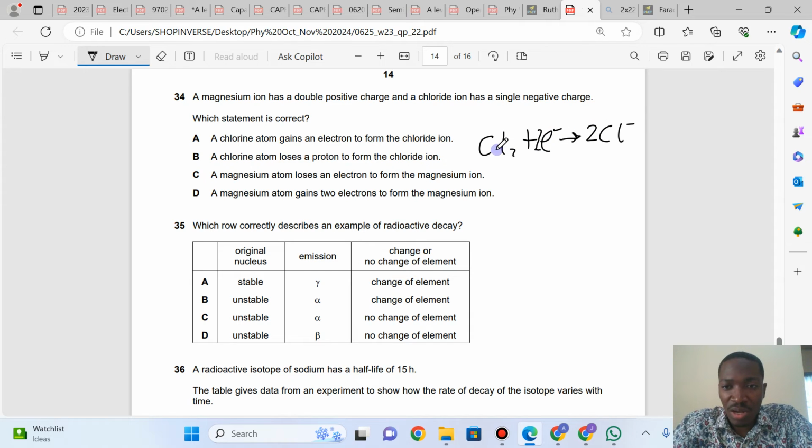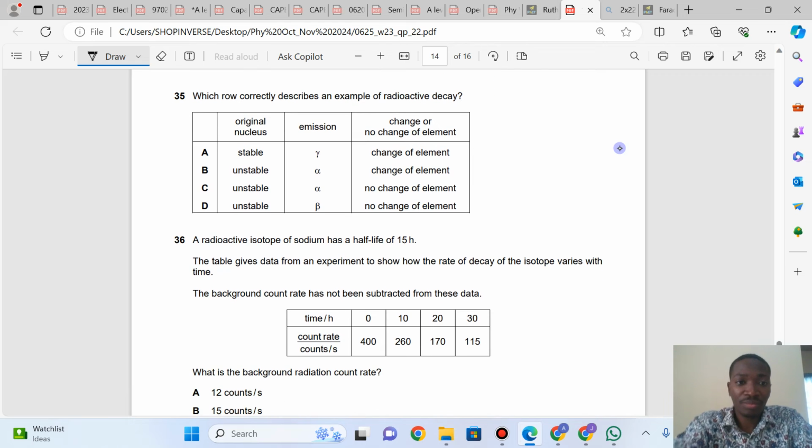So if you want to write it, a molecule of chlorine gains 2 electrons to become 2 moles of chlorine ions. That simply means one chlorine atom will gain an electron to become a chlorine ion. That makes option A the correct answer to question number 34. We go straight to question number 35.